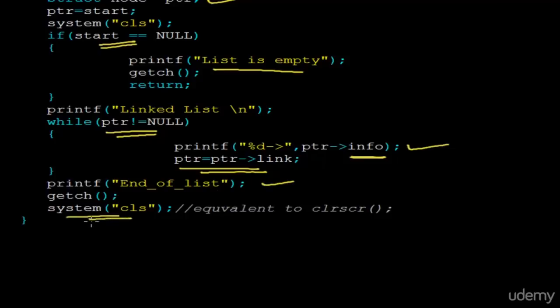The system function takes a string, cls, which is equivalent to clrscr.